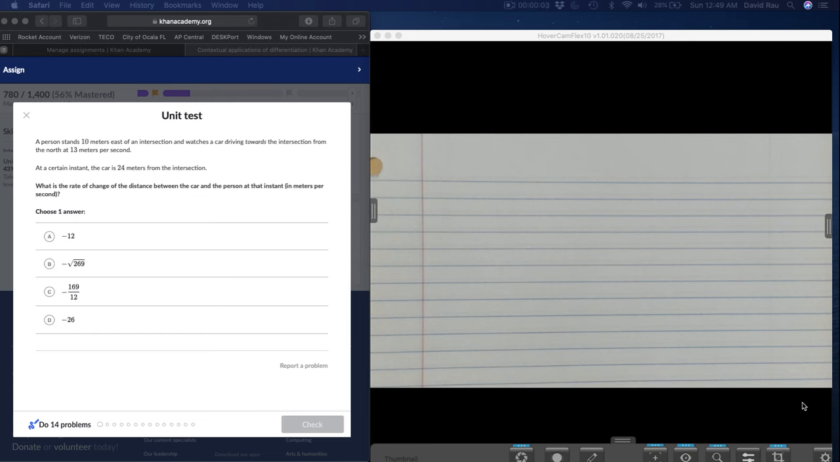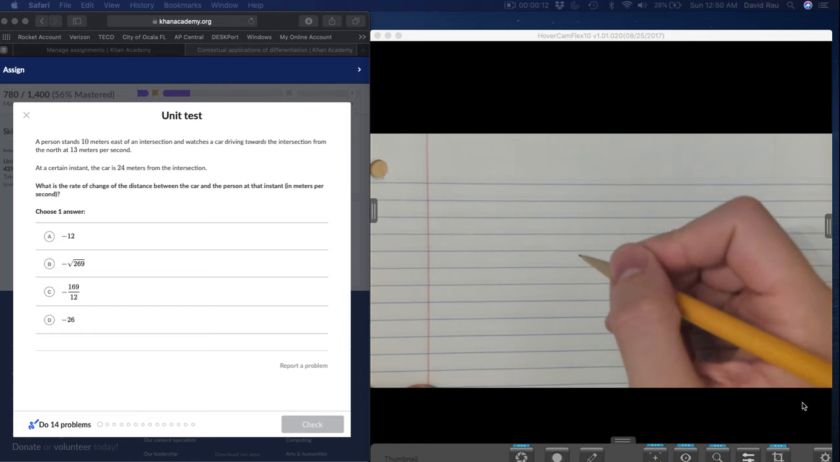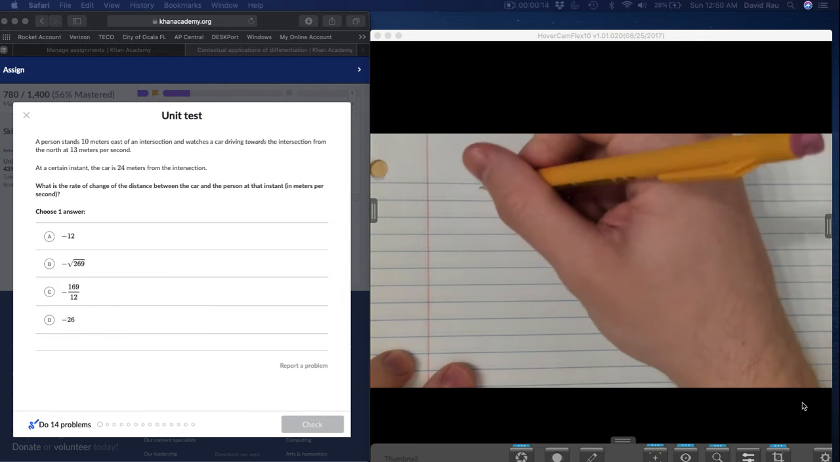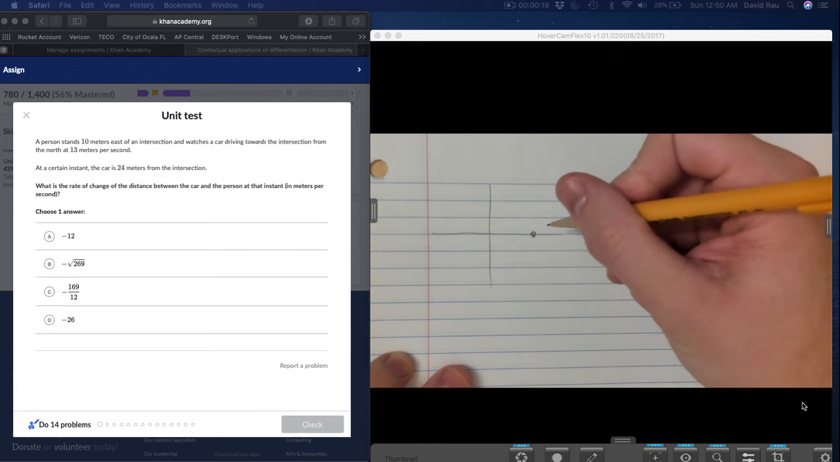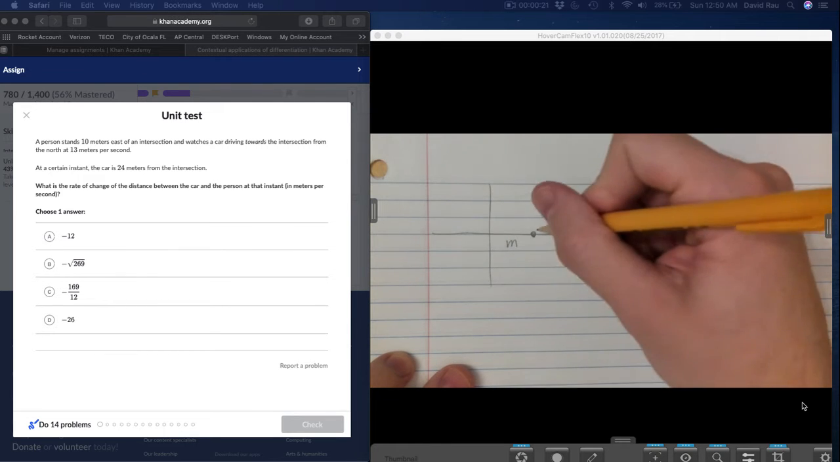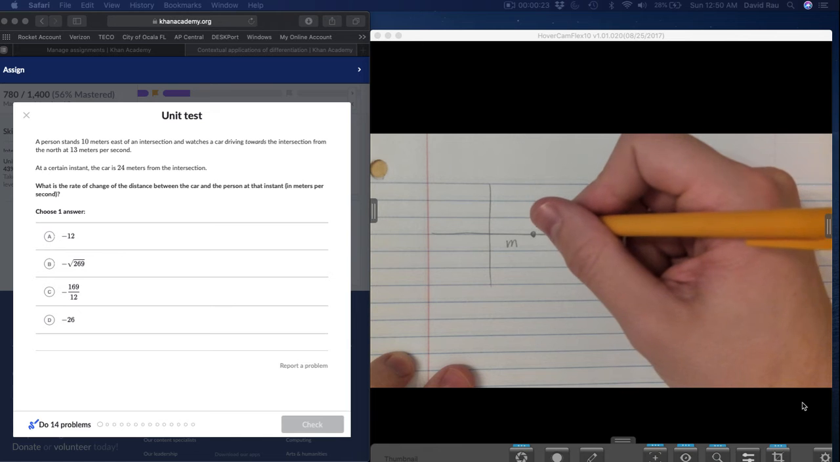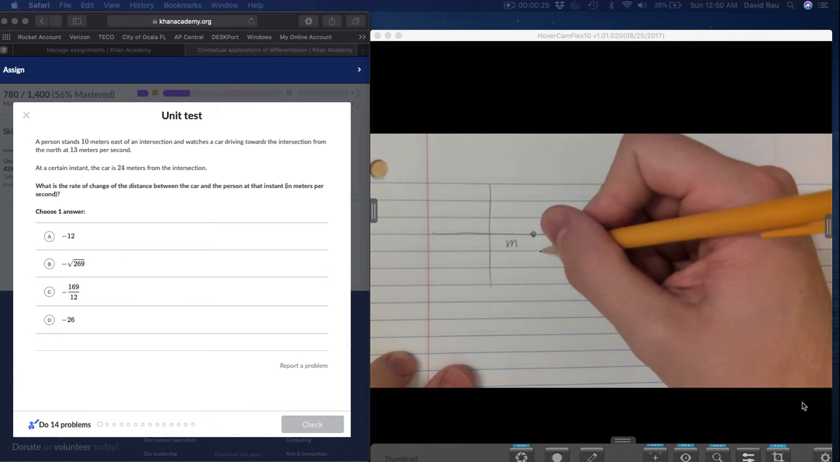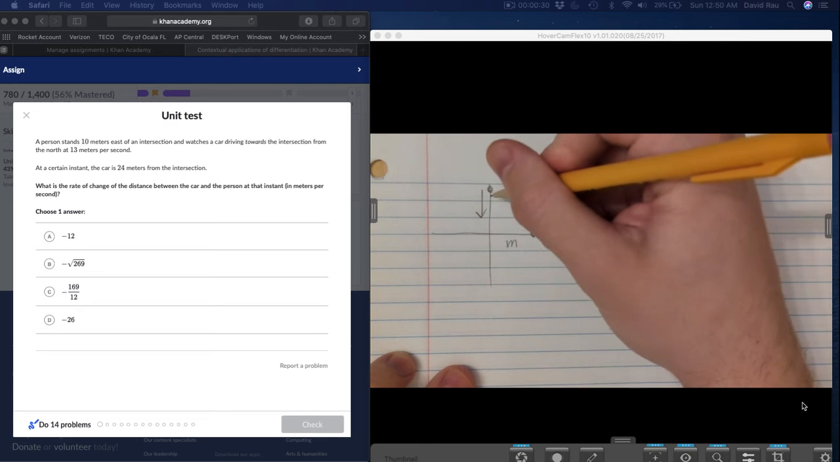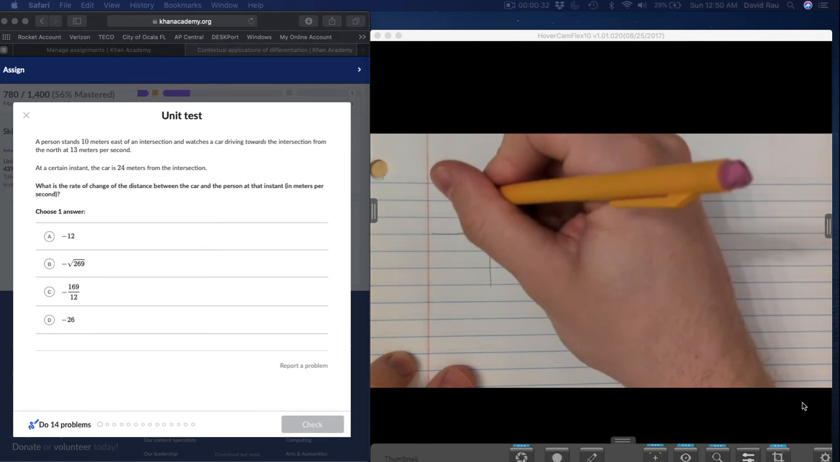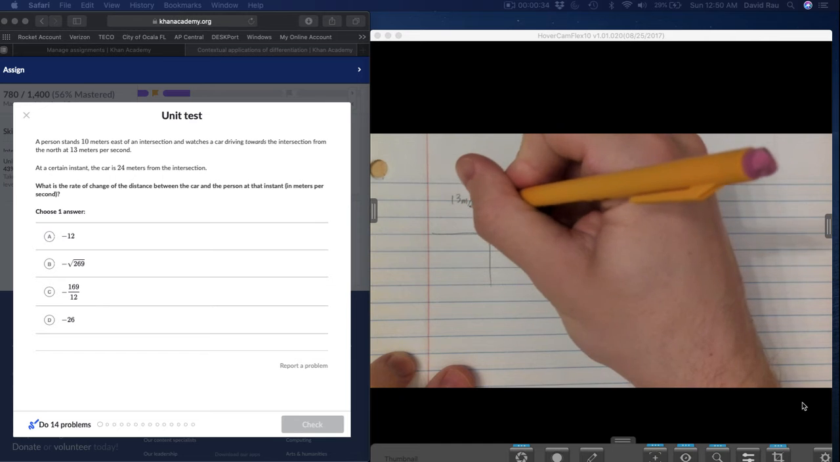All right, well, we have our contextual applications of integration, pretty much our related rates and other nightmare section. Let's get into it. A person is standing 10 meters east of an intersection. So they are standing, and a car is driving towards them from the north. I'm going to do an arrow for the motion at 13 meters a second.